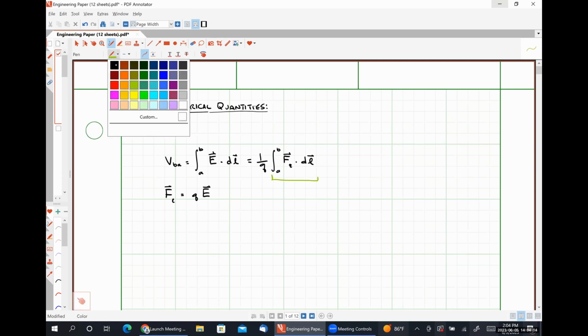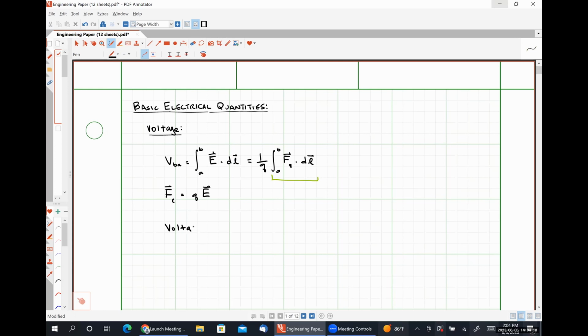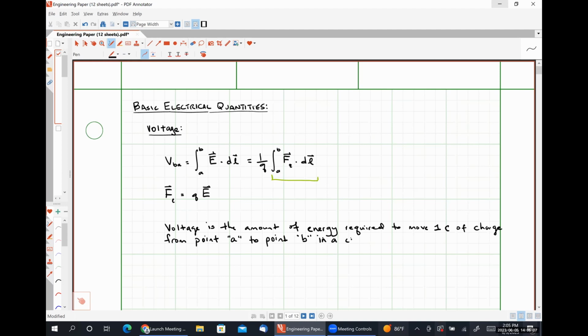So that brings us to our first definition for voltage. Okay. Voltage is the amount of energy, same thing as work, required to move 1 coulomb of charge from point A to point B in a circuit.